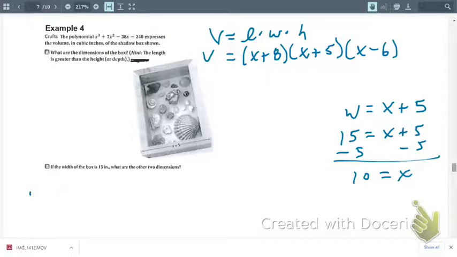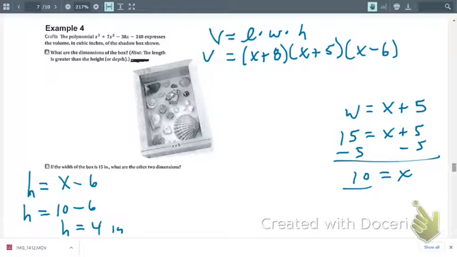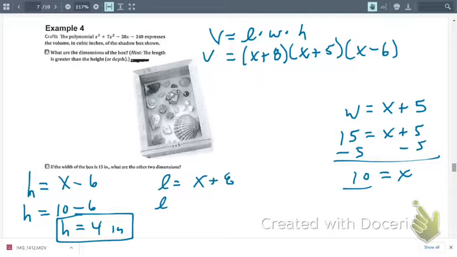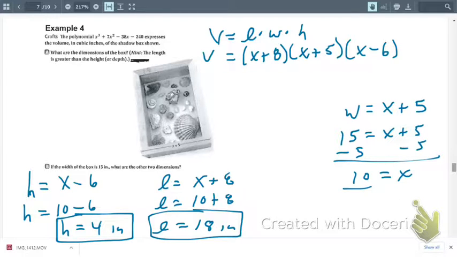So height is equal to x minus 6. So I'm going to plug 10 in for x. So height equals 10 minus 6, so height equals 4 inches. The length is equal to x plus 8, so length is equal to 10 plus 8. So the length equals 18 inches. So I have a height of 4 inches, a length of 18 inches, and a width, we were given this, of 15 inches.